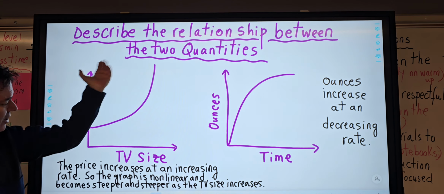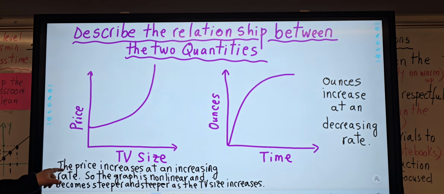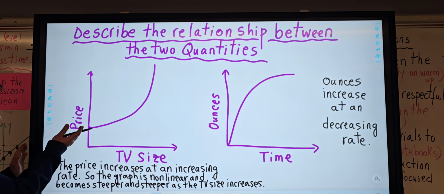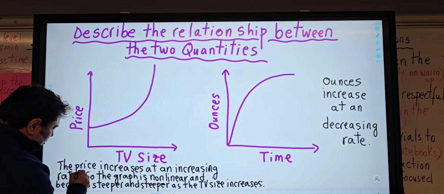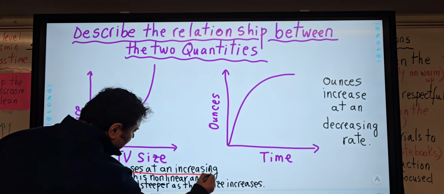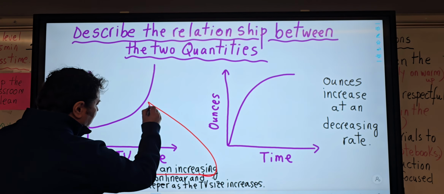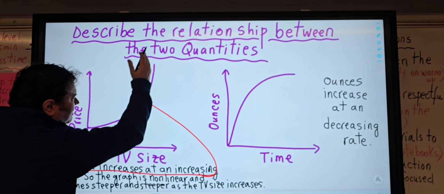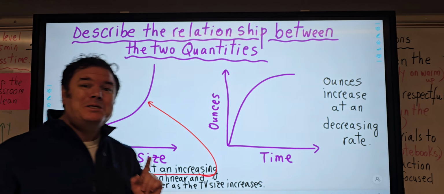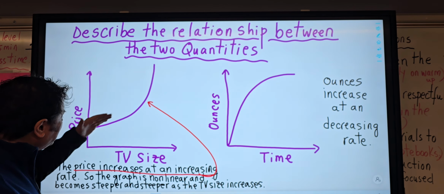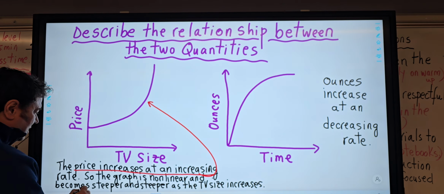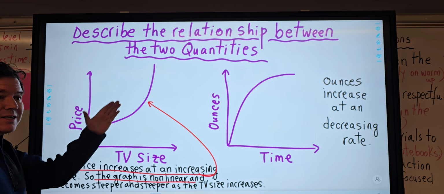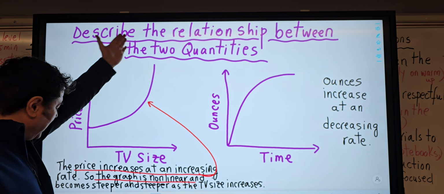It's a little bit curvy here. What's happening here? The price increases at an increasing rate. As you see, the price slowly increases, but at an increasing rate, because it's constantly increasing. Not at a constant rate, at an increasing rate. Because of that, the graph is non-linear.